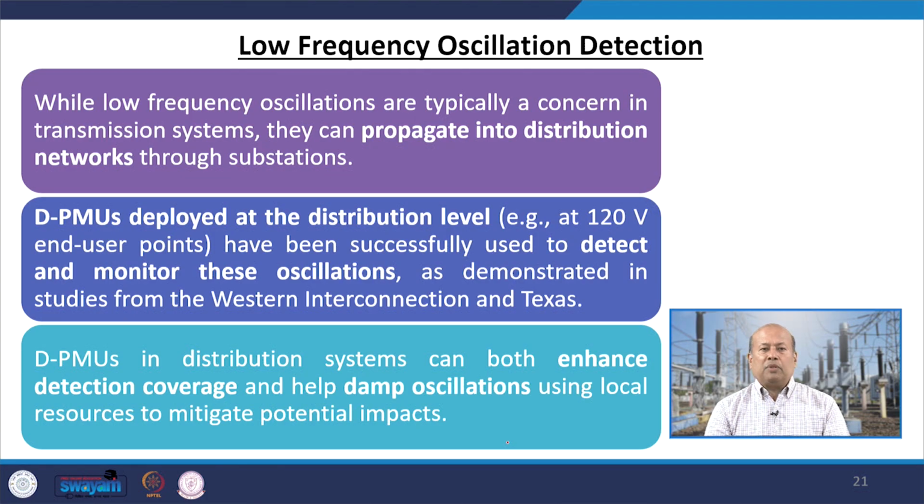Now, D-PMUs in distribution systems can both enhance detection coverage and help damp oscillations using local resources to mitigate potential impact.